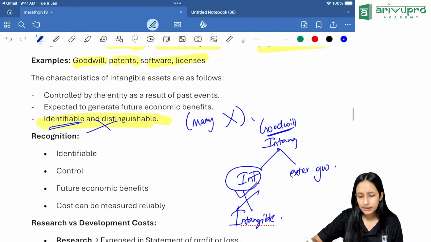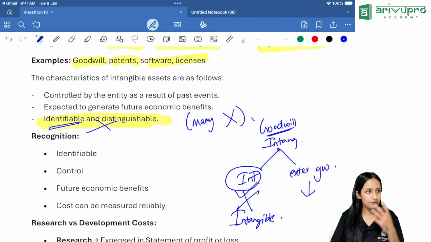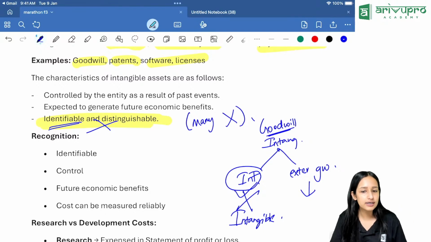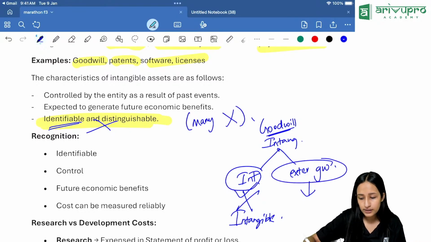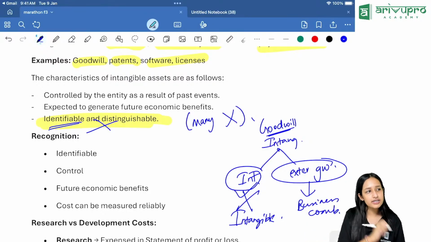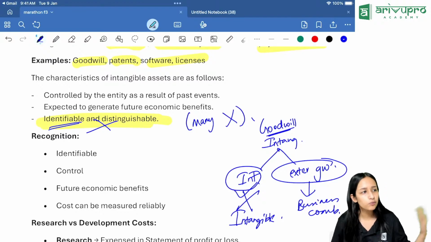Got it? But at the same time, if I come and tell ArivuPro, I want to buy your company, just give me the company, and along with that, obviously, I'll get the goodwill too, right? When I'm buying the company with the goodwill, that is external goodwill. This happens during business combinations, that is, when I'm purchasing a business. In such a scenario, goodwill is separate. We can purchase such goodwill, but not internally generated goodwill.